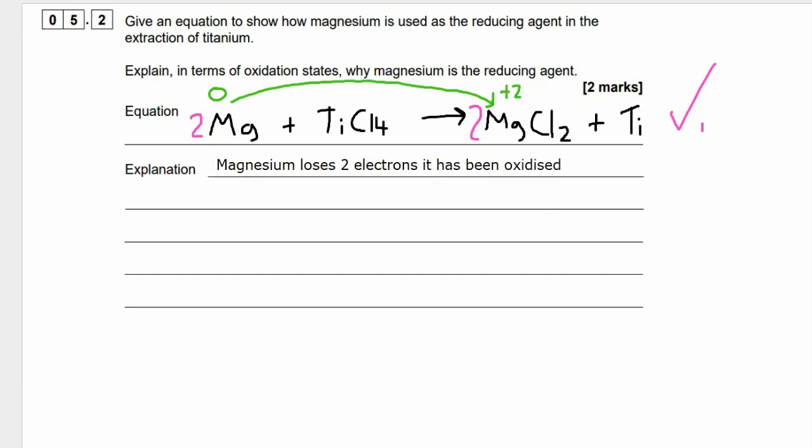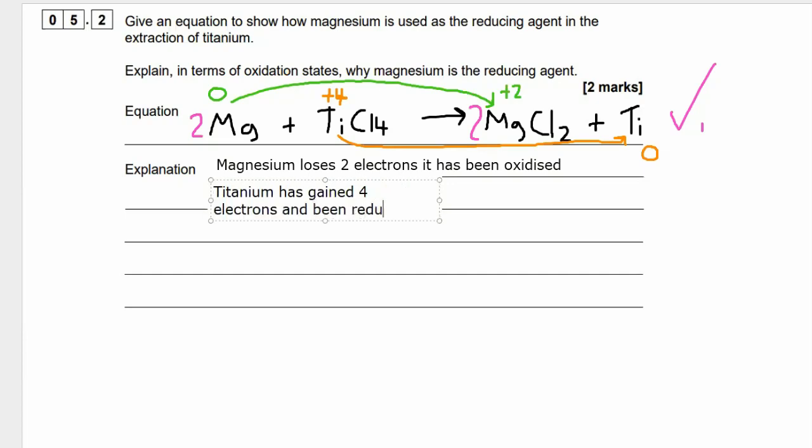Let's check out the titanium, okay? I've not left myself any room. So if we go with titanium, titanium ends up as 0 oxidation state here in its pure elemental form. And over here, you can see it's attached to 4 chloride ions, which have a -1 oxidation state. Titanium has a +4 oxidation state. So titanium has gained 4 electrons and been reduced. You remember OIL RIG, reduction is gain of electrons. So titanium has gained 4 electrons and has been reduced. Voila, there are the answers.